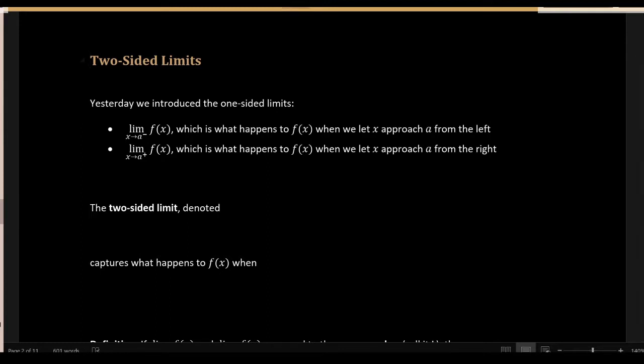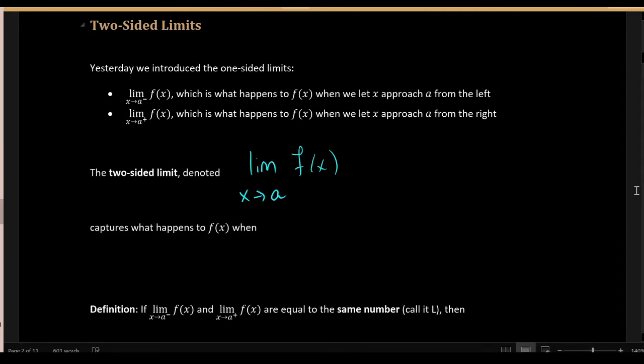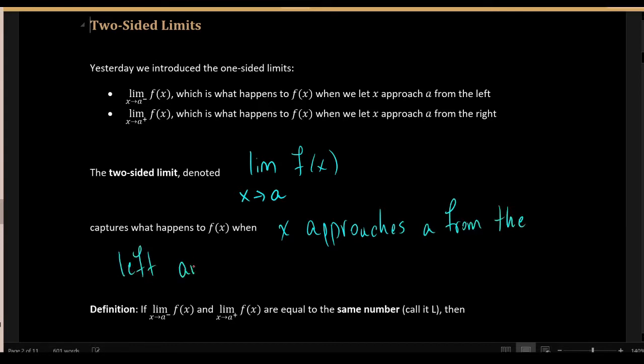The two-sided limit, neither from the left nor from the right, but from both the left and the right, is denoted with a limit as x approaches a, but we don't put either a minus or a plus sign as an exponent on the a. We just leave it like this, and then write f of x here. The two-sided limit captures what happens to the function f of x when x gets close to, approaches a from the left and the right.